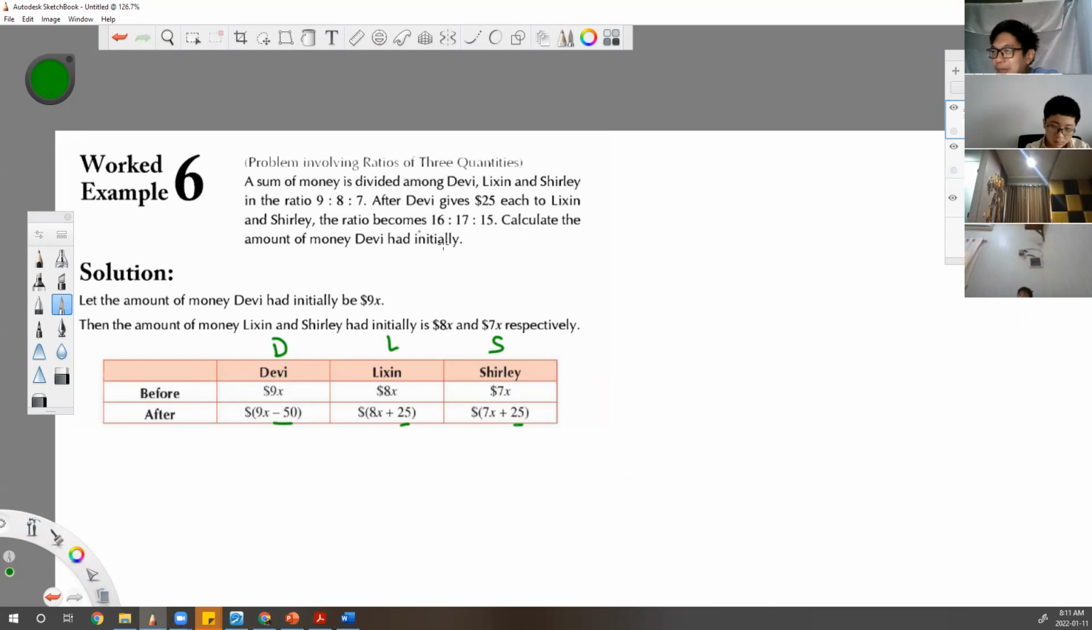Calculate the amount of money Devi had initially. Jadi Devi, Lisin, Shirley jadi 16, 17, and 15. Jadi ini 16 yang baru nih. 17 and 15. Ya. Udah, tinggal dibikin algebranya.